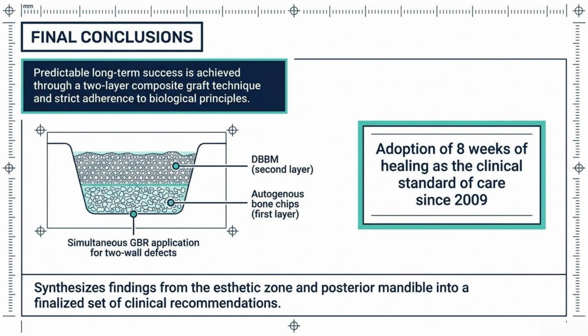For two-wall defects, you must employ a simultaneous GBR application using a 2-layer composite graft technique. This means packing highly osteogenic autogenous bone chips as your first layer, and protecting them with a second layer of slow-resorbing DBBM. Finally, remember that for soft tissue optimization, the adoption of an 8-week healing period prior to early implant placement has been our established clinical standard of care since 2009.